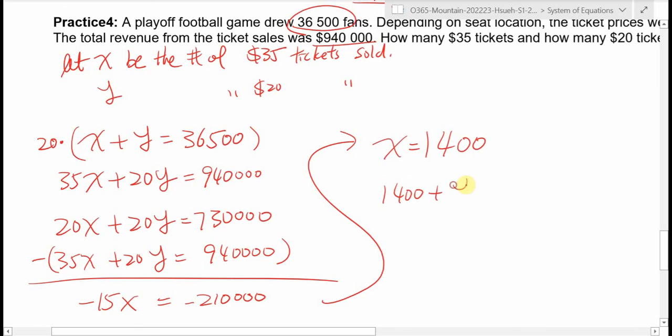Somehow I still have doubts about this answer, but you know what? We can always check, right? So minus 1400 on both sides, you get 35100 tickets.